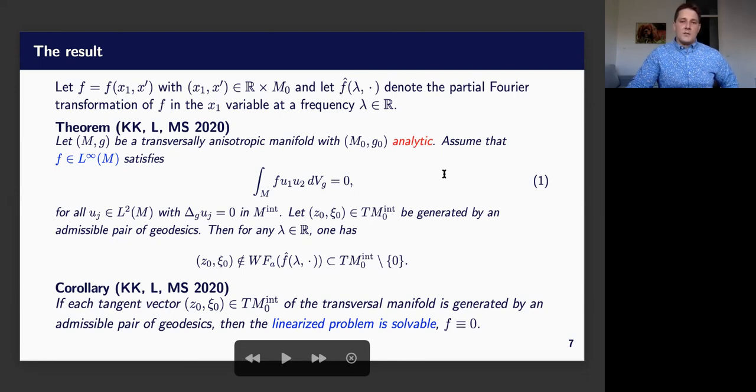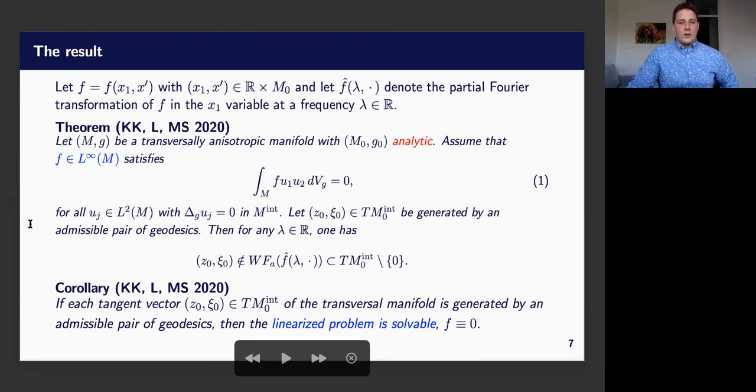Now, if we take a vector from the tangent space of the transversal manifold, z0, xi0, and we assume that it's generated by an admissible pair of geodesics, so this gamma 1 and gamma 2 as in the previous slide, then for any lambda, we have that this vector z0, xi0 is not in the analytic wavefront set of this f hat lambda. So WF is of course the wavefront set, and A refers to the analytic wavefront set. I will discuss this analytic wavefront set a little bit later on as well.